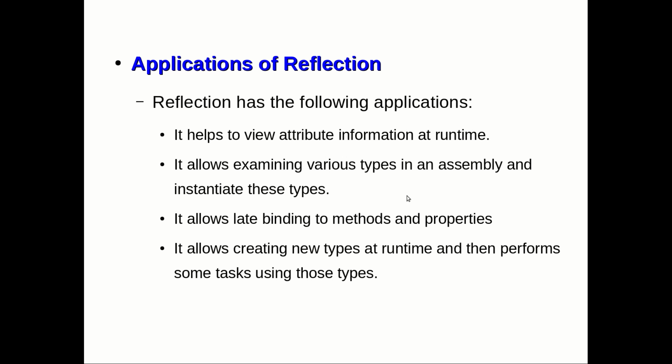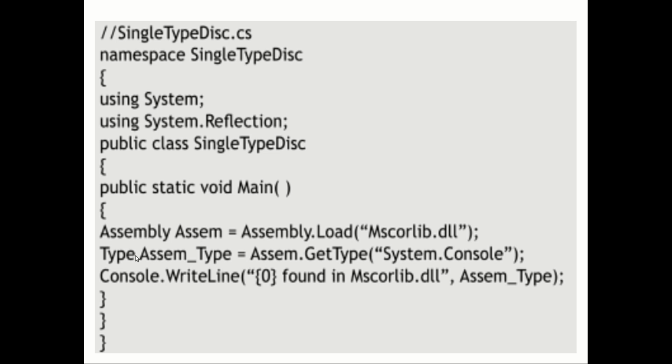So these are the different applications of reflection. Reflection has the following applications. It helps you to view the attribute information at runtime, and it allows examining various data types in an assembly and instantiating these types also. That can also be done. See, it is not only used for accessing the type. Whatever type you are going to access, suppose you want to create an instance of this type, that is also possible. That is the advantage of using reflection.